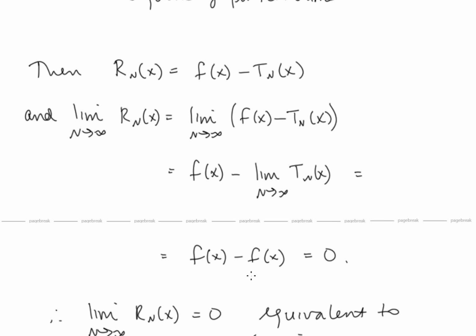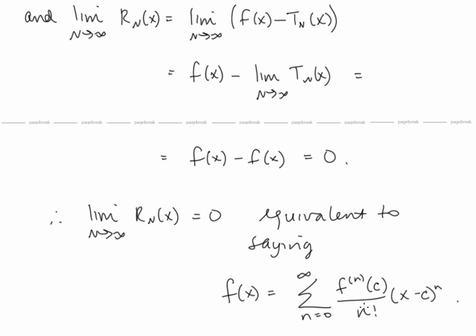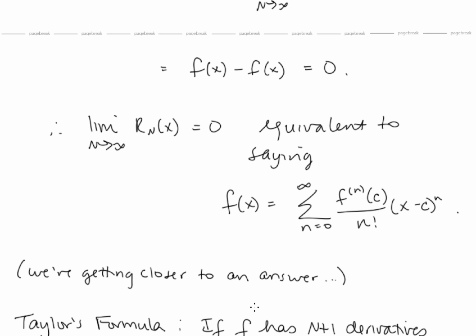So that tells us the limit as n goes to infinity of the remainder term is equal to 0. And this is equivalent to saying that the Taylor series converges to f of x. So we're a little bit closer to the answer. We were asking under what circumstances does this Taylor series converge to f of x? And now we have a necessary and sufficient condition. When r sub n goes to 0 as n goes to infinity, we know the Taylor series converges to f.